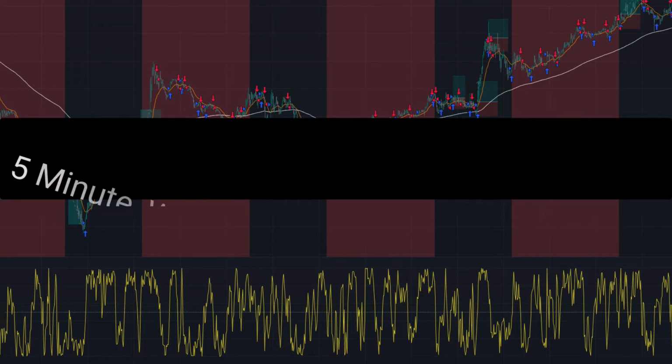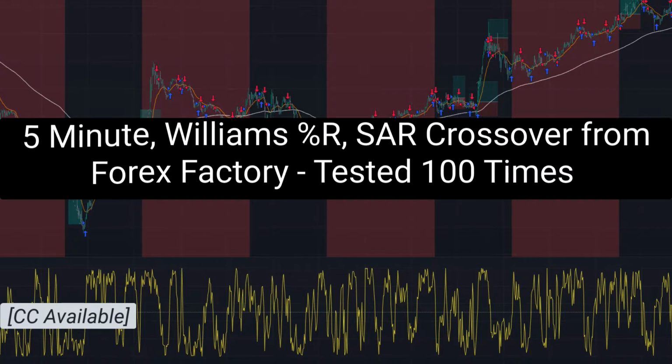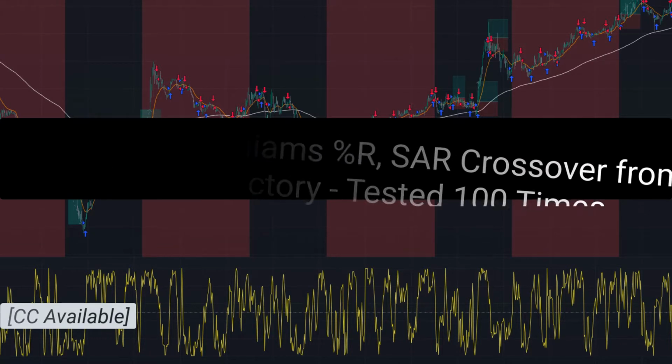Hey now, I'm going to test a unique trading system that has been requested by some of my viewers. This is Trader's Landing.